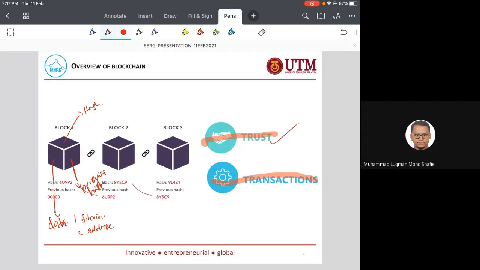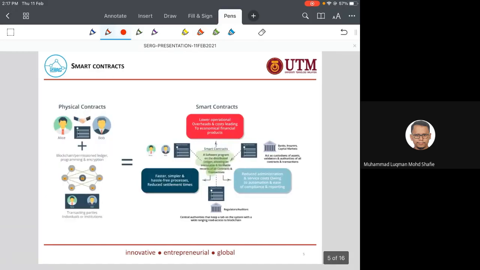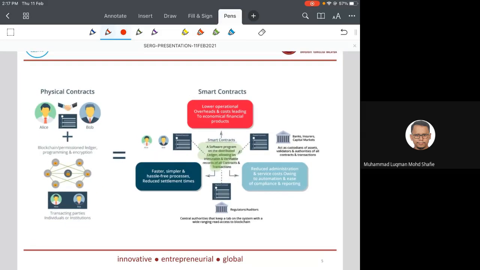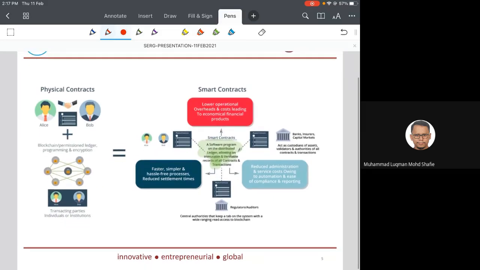A few years back, one technology emerged. We call it Ethereum. Ethereum introduced what we call a smart contract. Smart contract is actually an enhancement of the existing technology, and the smart contract technology makes the blockchain technology more powerful.